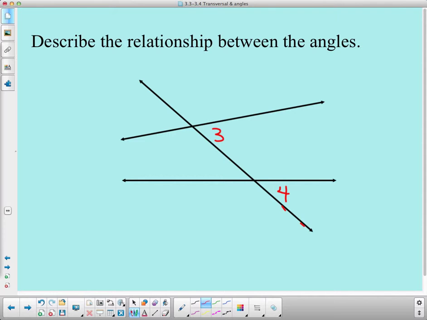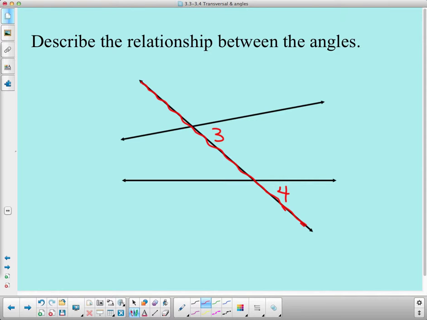Which one's the transversal? That line right there is the transversal. So one thing you could do is notice 3 and 4 are on the same side of the transversal, but one of them is between the pair of lines and one is not. So they can't be same side interior angles because angle 4 is not an interior angle.